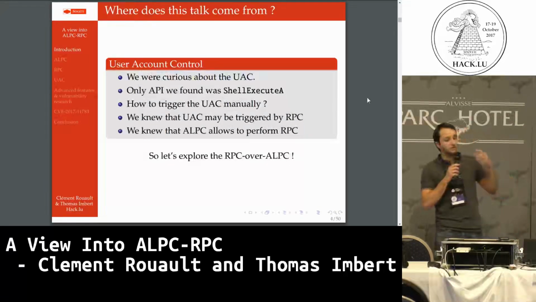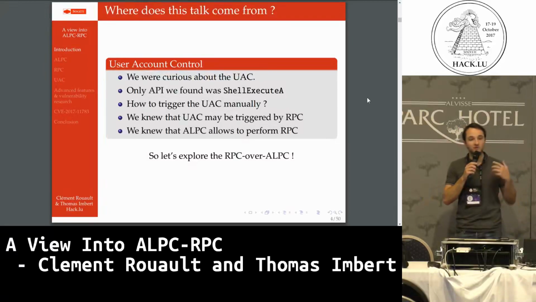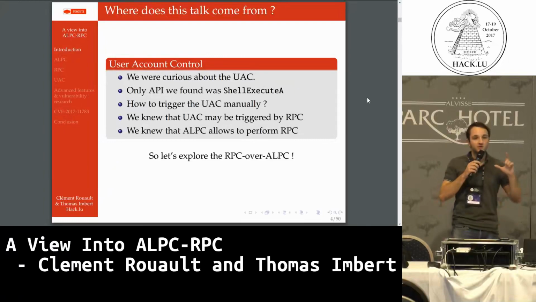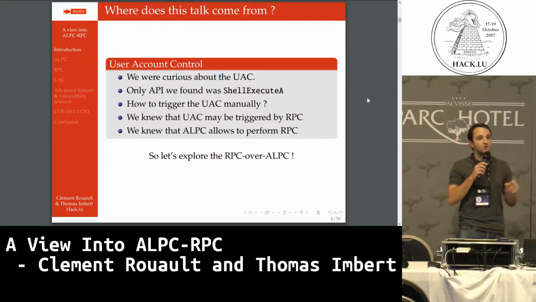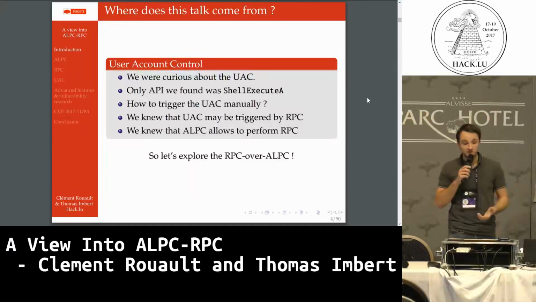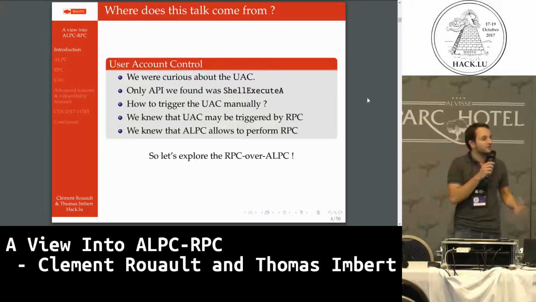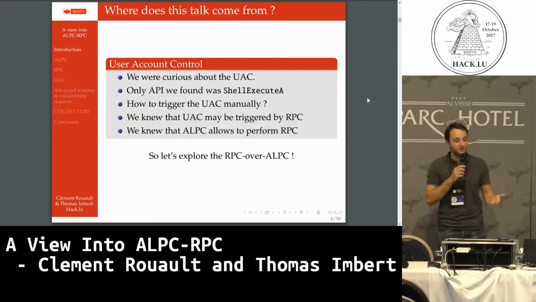First of all, where does the talk come from? It comes from the fact that we were curious about the UAC, or user account control. The UAC is a little window that pops out when you try to launch a process as admin. So for example, when you right click on PowerShell and say start PowerShell as admin, you have a little window that says, do you really want to launch PowerShell as admin? And you say yes or no. And this is user account control, or UAC.